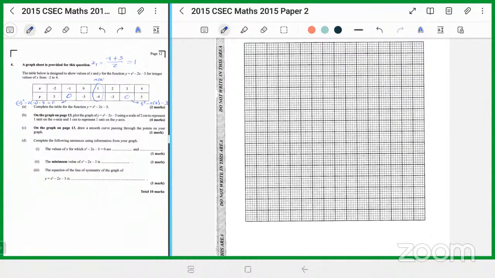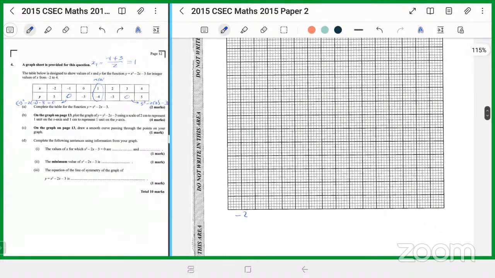So if I put -2 out here, let's put -2 here. -2, -1, 2 centimeters, it should be 0. It should be 1, 2, 3, 4. So I can put it there. Right there is good. All right.